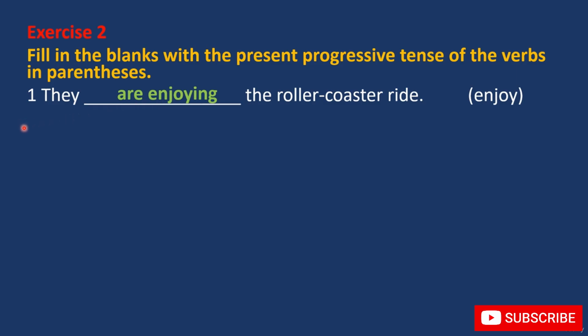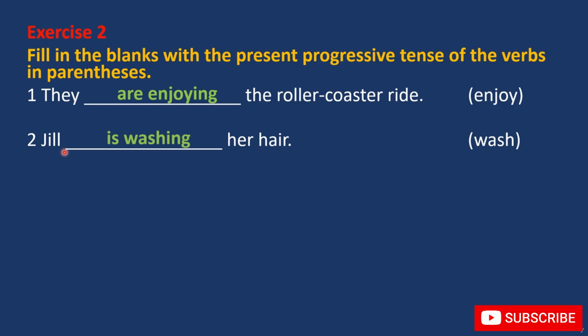Excellent. About number 2, Jill, her hair. I have the verb wash. So Jill, excellent. Yes, I need you please try to answer before you watch the model answer now. So you can stop the video and take your time to think of the answer. So Jill is washing her hair. Perfect.